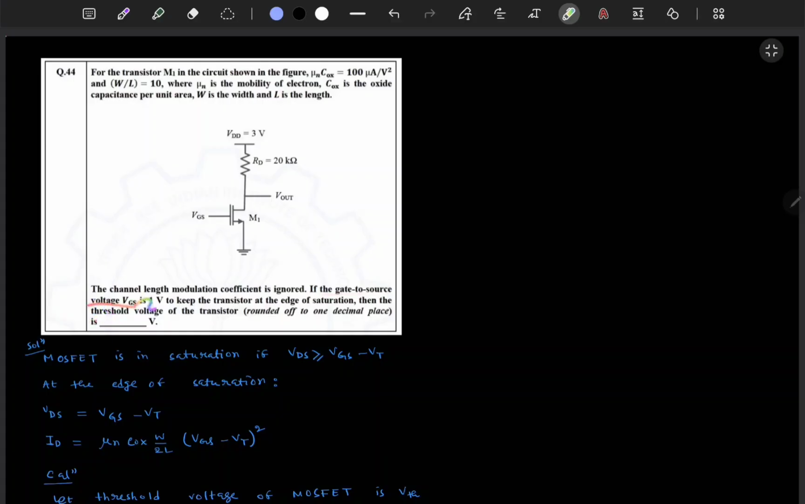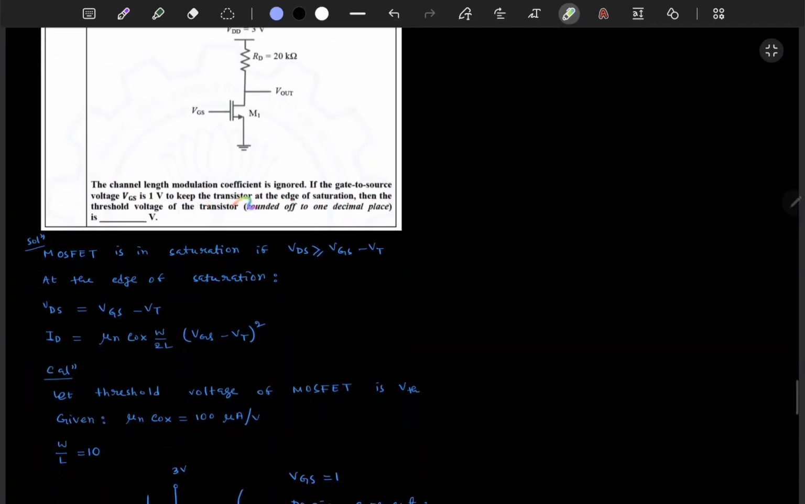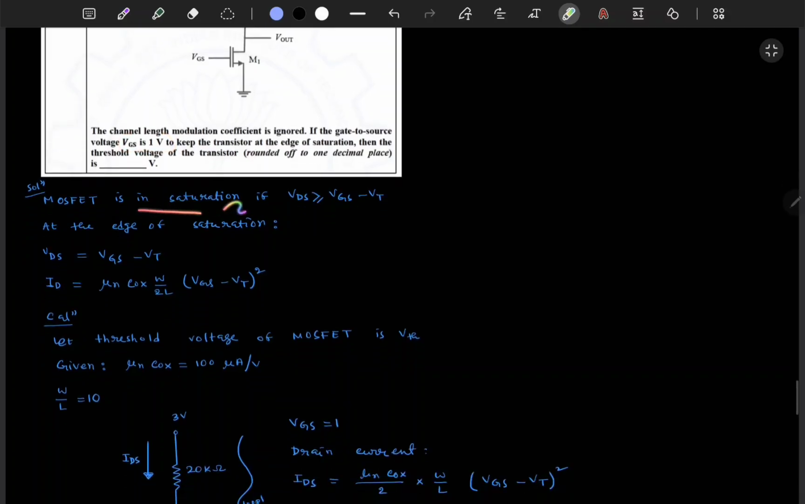If the gate to source voltage VGS is 1 volt, to keep the transistor at the edge of the saturation, then we need to find out the threshold voltage of the transistor. So MOSFET is in the saturation if VDS greater than VGS minus VT, we know this, and at the edge of the saturation VDS equal to VGS minus VT. The drain current at the saturation is mu1 Cox W by 2L into VGS minus VT whole square.